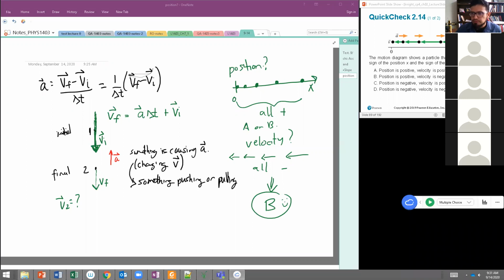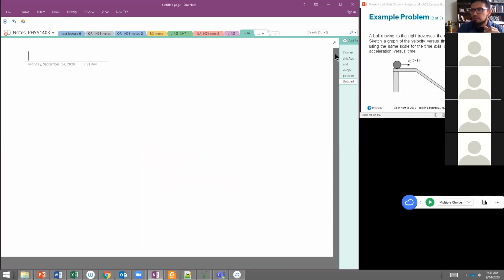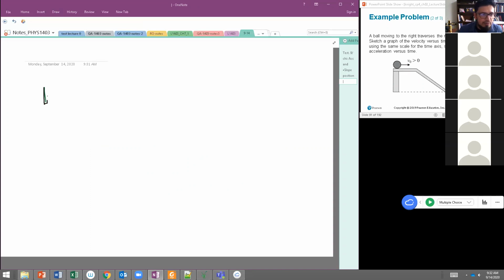So, all right, let's continue. This problem is a little bit conceptual, and it's leading up to some of the quick check problems that are coming up next. Here it says we have a ball moving to the right, and it's going to traverse the ramp shown below. They want us to sketch a graph of the velocity versus time, and directly below it, using the same scale for the time axis, sketch a graph of the acceleration versus time. So first thing, let's actually draw this figure. We have this little ramp here, nice and flat.